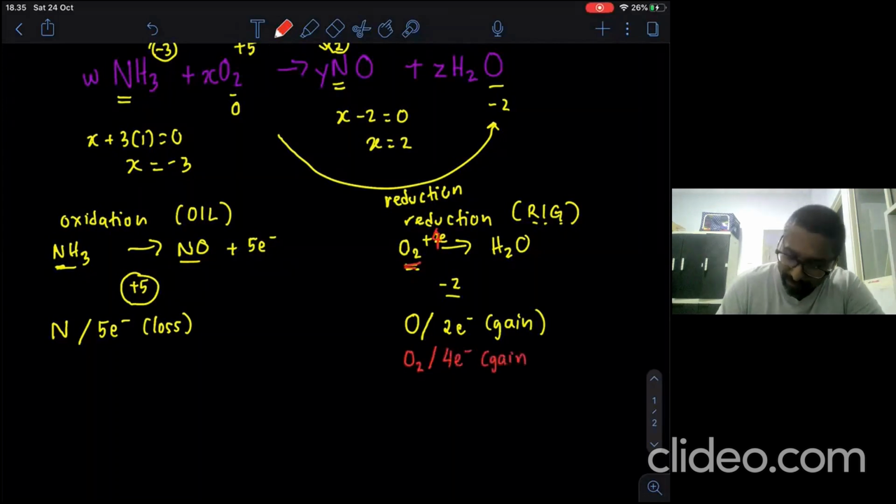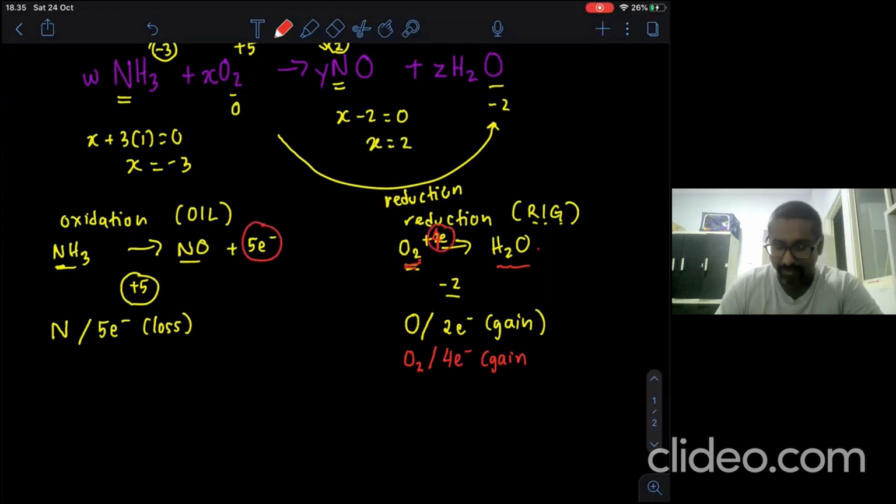Now, ignore this part. We can balance it later, because 2 oxygen and then 2, no need to worry about that. Now we just need to worry about the number of electrons. If you look at the number of electrons, there's 5 and there's 4.